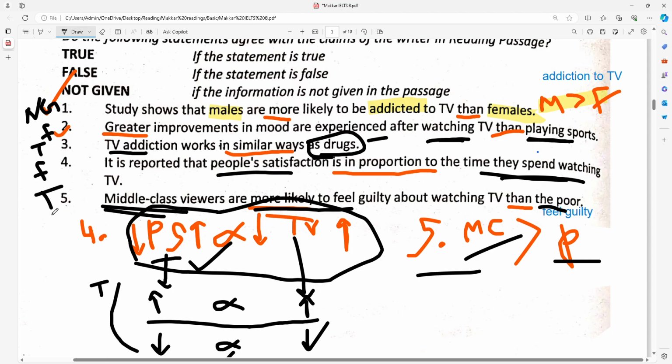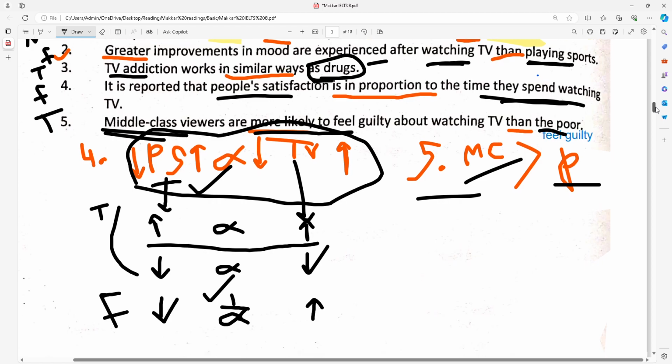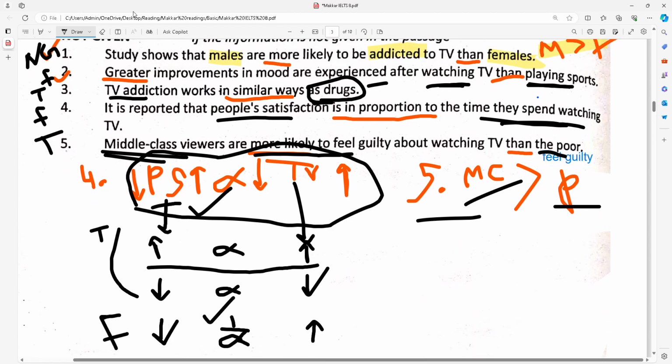So that's all in today's true false not given questions. I hope you have understood how to solve the questions wherein we have to apply comparison logic. So these were comparison based questions in true false not given. Make sure you judge comparison very carefully. You take these down on your paper so that you can ensure that there is no mistake.